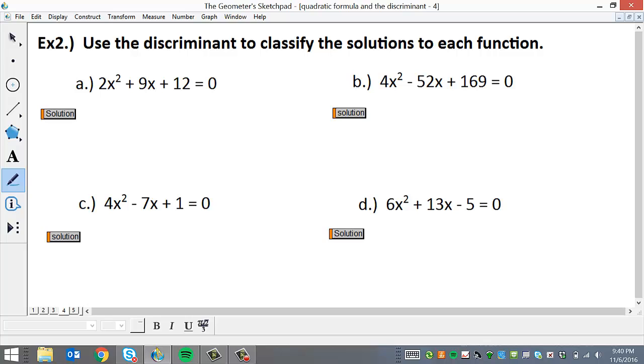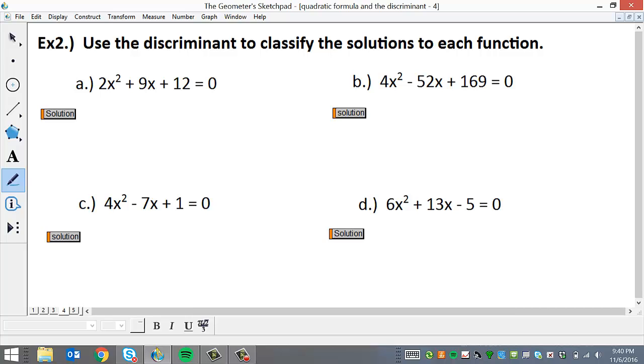Example 2 says use the discriminant to classify the solutions to each function. I gave you 4 different functions here, and I'm going to ask you to simply find the discriminant and tell me what type of solutions you have. Examples of your answers would be 2 real solutions, 2 complex solutions, exactly 1 real solution, things like that. So pause the video now and practice each one of these 4, finding the discriminant.